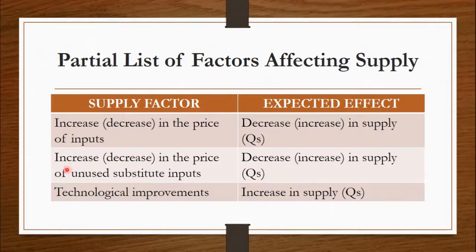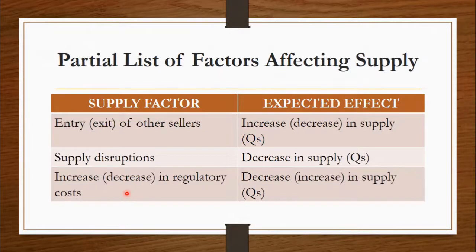Increase in the price of unused substitute inputs, so again, there is a decrease in supply. If there are technological improvements, there is an increase in supply. So for instance, manual ka sa una, o niya, nakapalit na mga machineries, so mas daghan na imuhang na produce in a day. Entry of other sellers, of course, would increase the supply.